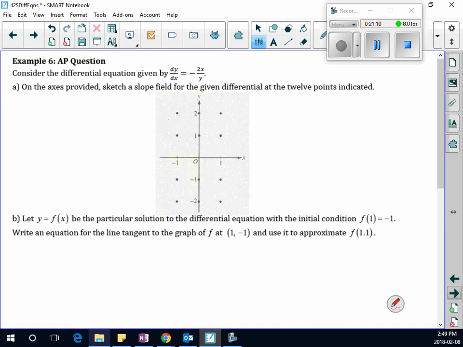So there you go. It says, consider the differential equation dy/dx equals negative 2x over y. On the axis provided, sketch a slope field with 12 points indicated. So they're saying you need to have all 12 points to get the marks.